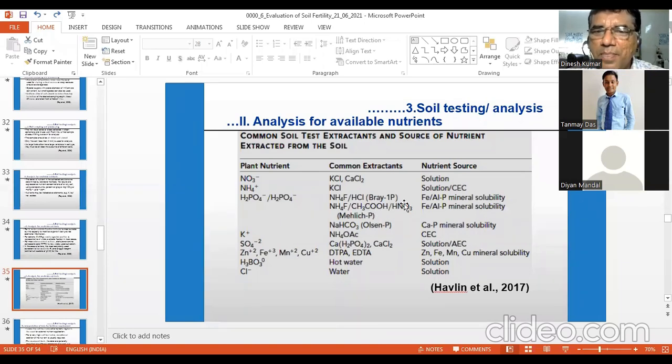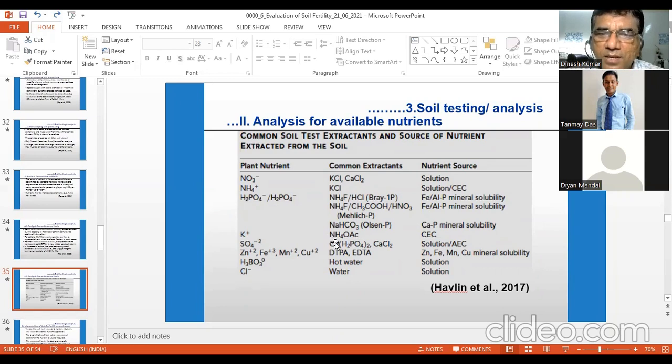So what is it doing? It will extract the phosphorus which is fixed by iron and aluminum. Iron and aluminum P, mineral solubility. So it will extract phosphorus from here. And if it is sodium bicarbonate in Olsen P, phosphorus is extracted by sodium bicarbonate. So sodium bicarbonate in the Olsen method is for neutral to alkaline soil. But here phosphorus is mostly there in calcium phosphate form, octacalcium phosphate, tricalcium phosphate, and mineral solubility. So here you solubilize it. This is the main source.